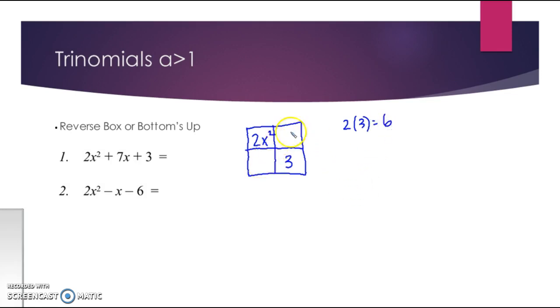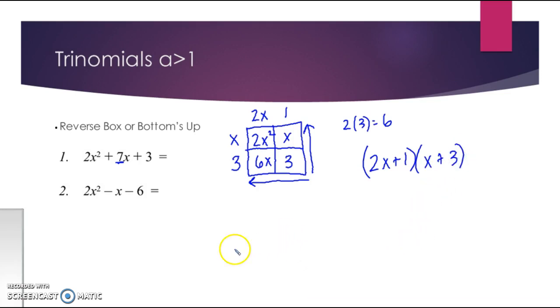Now to find the two boxes here, I need to multiply to get 6, but add to get that middle term 7. And that's going to be 6 and 1. So I'm going to put a 6x and a 1x. Now I have to find my GCF working away from that bottom corner. So my GCF of x and 3 is just 1. There's nothing in common. With 2x squared and 6x is 2x. 2x squared and x is x. And 6x and 3 is 3. And then these are my binomials, so I get 2x plus 1 times x plus 3.